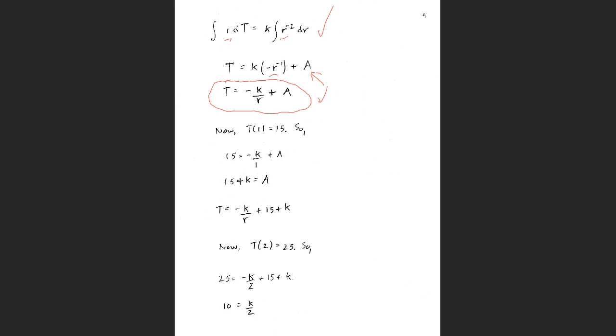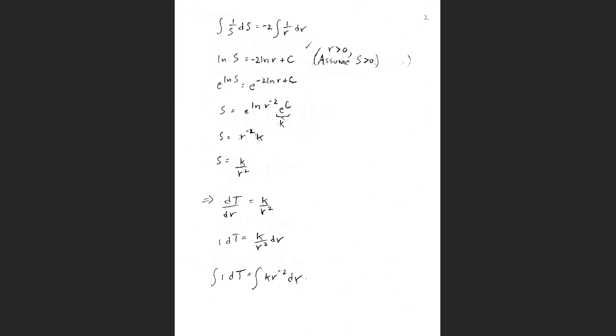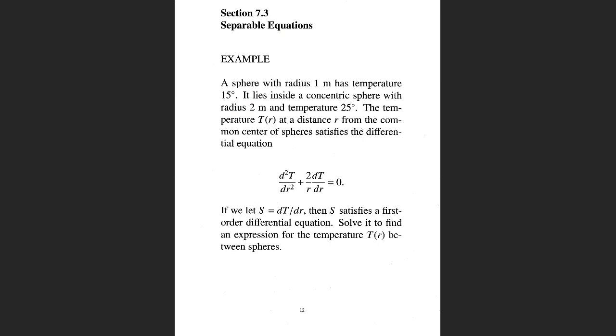We have the temperature function, but of course, in order to use it, we need to figure out what those constants k and a are. This is a general solution, but in order to answer the question, we need to find an expression for the temperature subject to the initial conditions. We need to solve for k and a. Well, we're told back in the problem that when the radius is 1 meter, the temperature is 15 degrees.